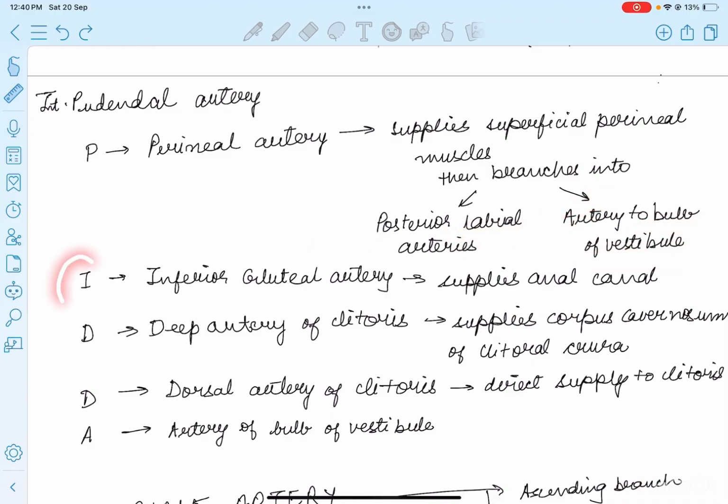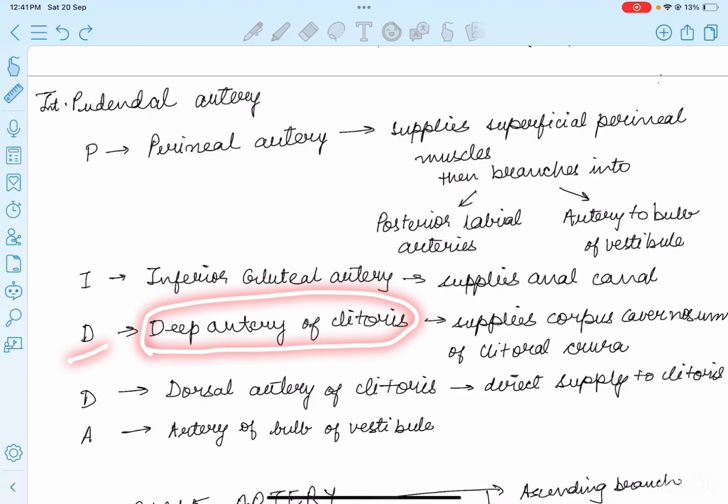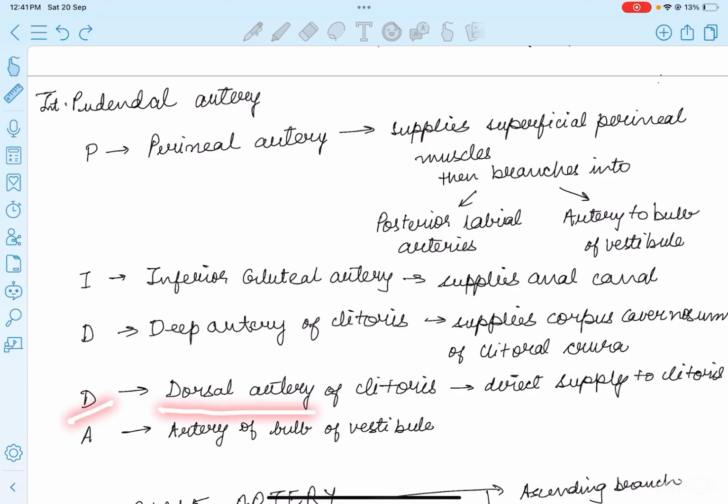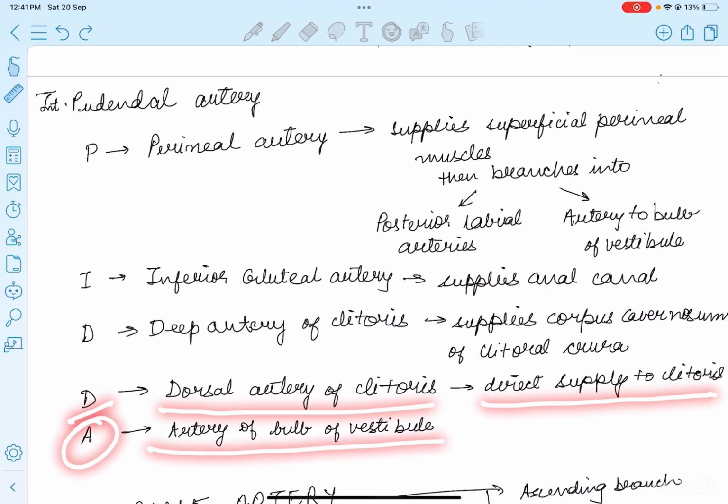I stands for inferior gluteal artery. Inferior gluteal artery will supply the anal canal. D stands for deep artery of clitoris. It supplies the corpus cavernosum of the clitoral crura. Another D stands for dorsal artery of clitoris. It is a direct supply of clitoris. A stands for artery of bulb of vestibule.